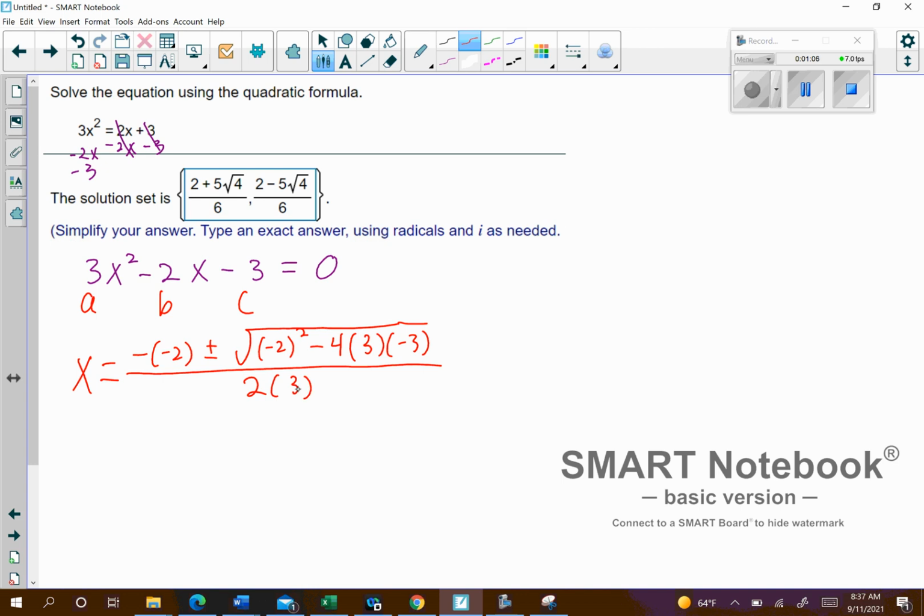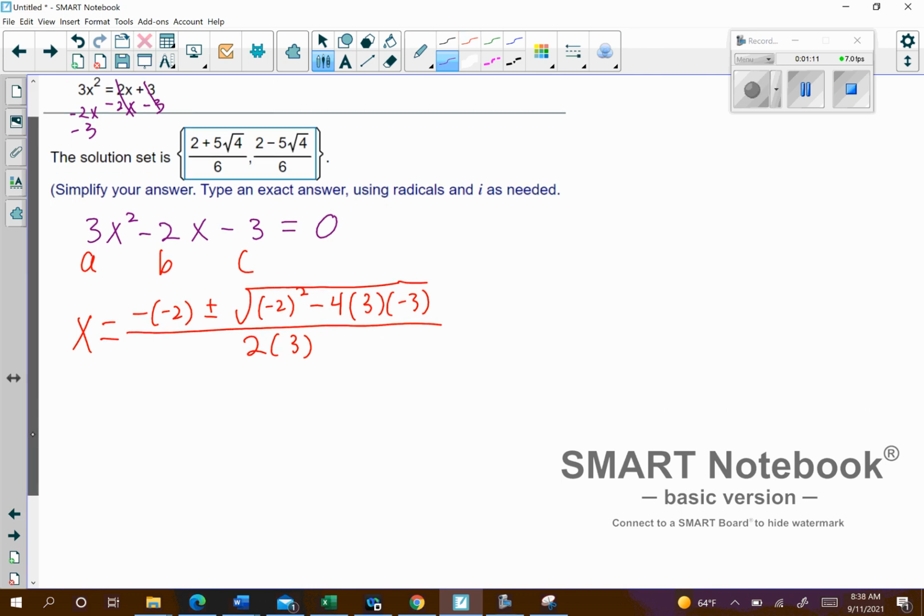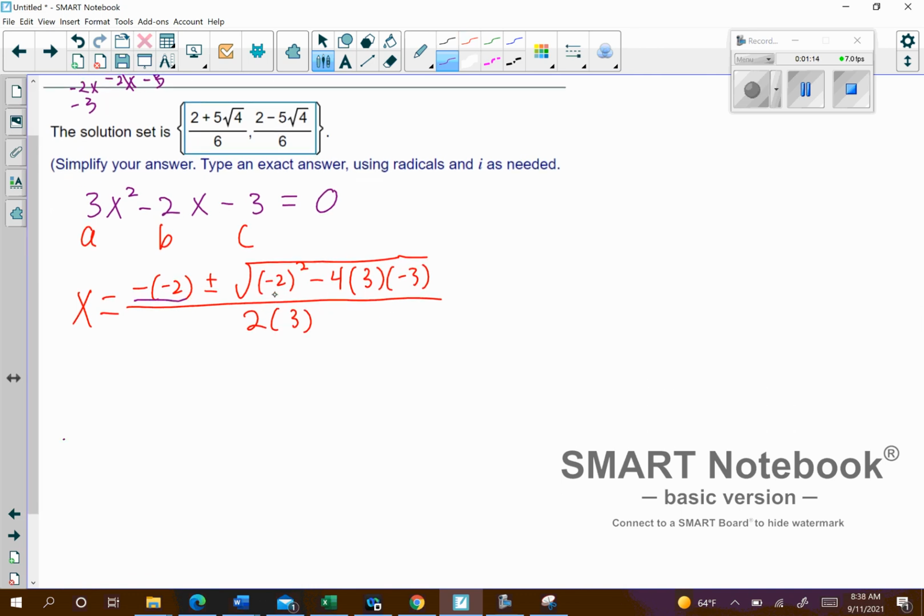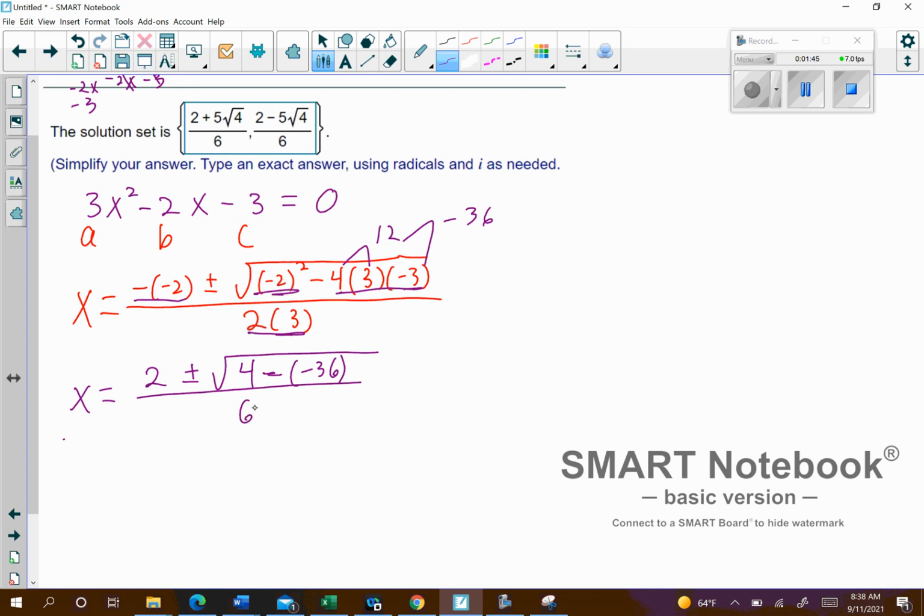Once we have that written down, just make sure we got it correctly written down, and then from here, it's just going to be all about simplifying. So we'll clean this up here, and I'm going to multiply these three numbers together, and then those two on bottom. So let's see, I end up with x equals 2 plus or minus the square root of, now be careful here, negative 2 squared actually becomes positive 4. And then I'm going to leave that minus there and just focus on multiplying these three numbers. So 4 times 3 is 12, and then 12 times negative 3 is negative 36. So I have a negative 36 there, and then all over 6.